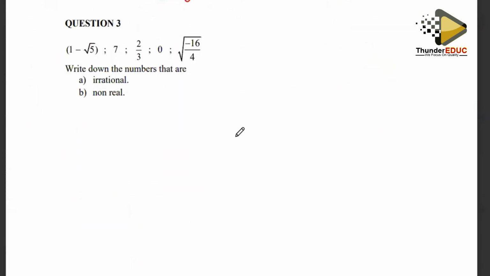Then question 3, they are telling us that we have these different numbers. We have 1 minus root 5. This is just one number. We have a 7, a 2 over 3, a 0, and then square root of -16 over 4. They want us to write down all the irrational numbers. Remember we said irrational numbers cannot be written as fractions. So the first one is a typical culprit. So 1 minus root of 5, because root 5, we know that is irrational. We can't find the square root of 5 easily, okay?